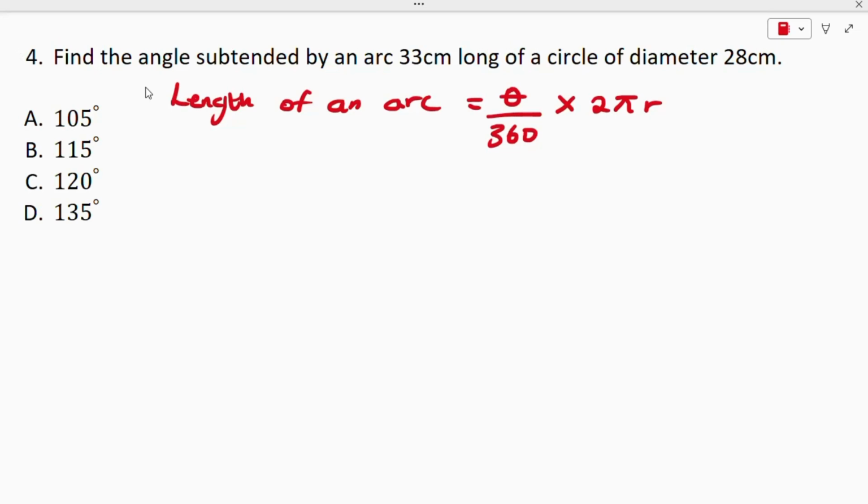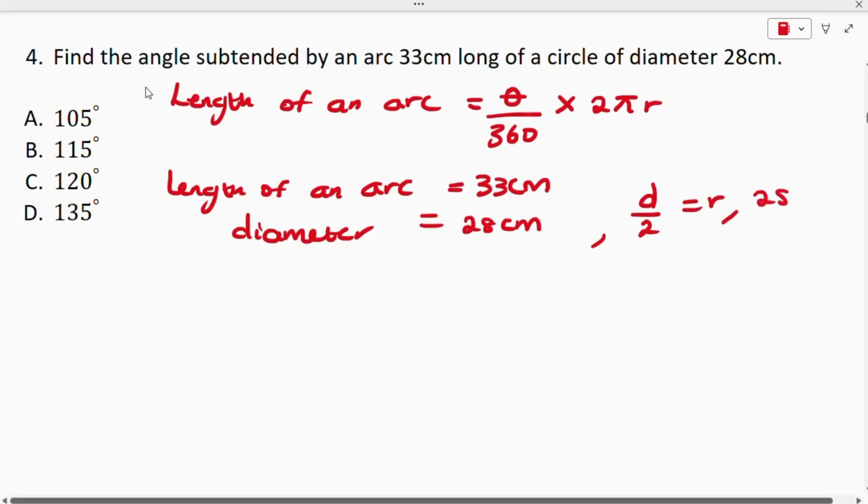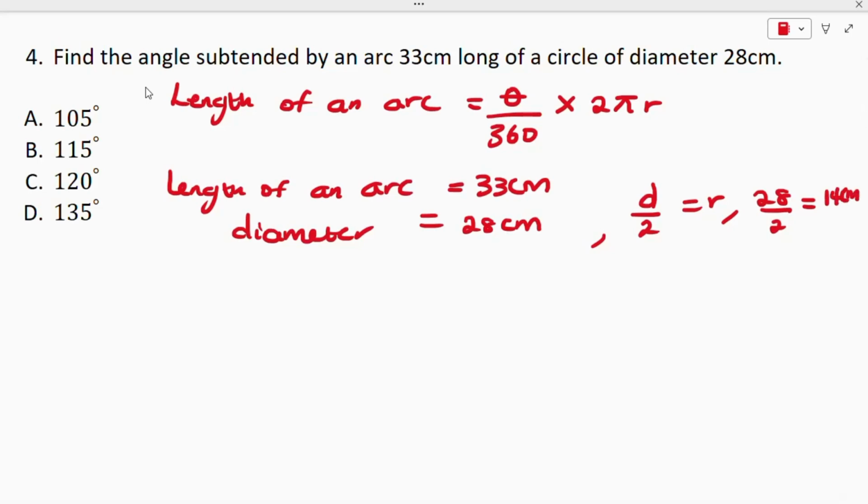Now from the question we know that the length of the arc is given to be 33 centimeters, of a circle of a diameter 28 centimeters. So we have that the diameter is equal to 28 centimeters. So we have to look for the radius, and you know that diameter over 2 is equal to radius. So this implies that 28 divided by 2 is equal to 14 centimeters. So we have been able to get our radius. So from here we know that the radius is equal to 14 centimeters.